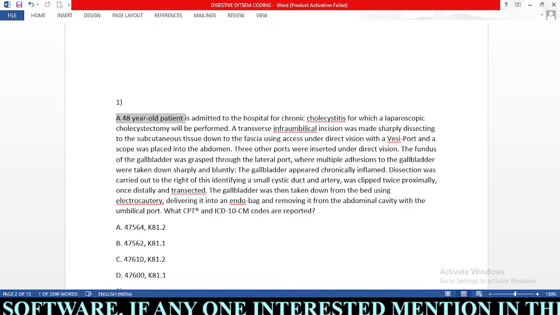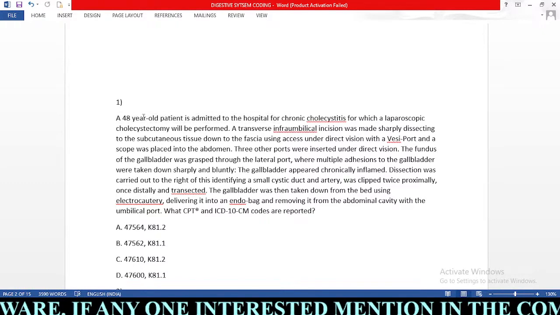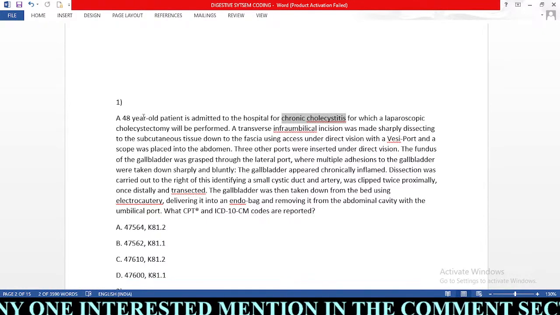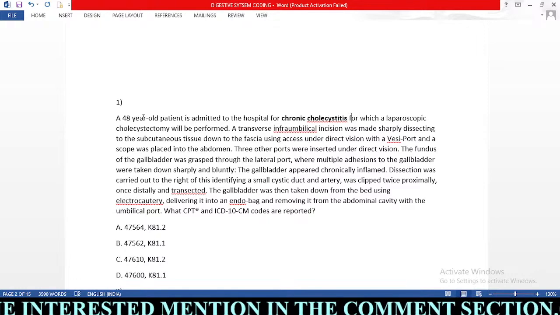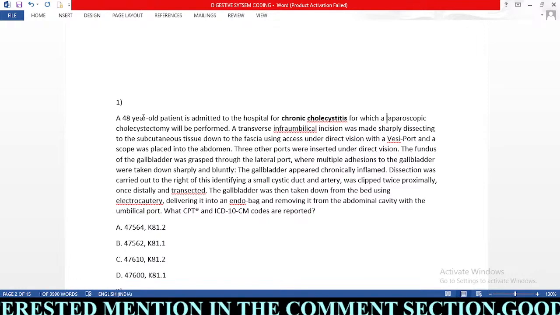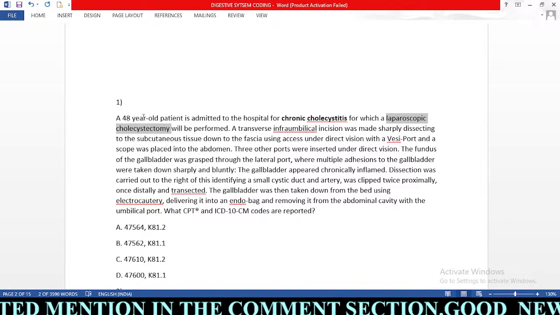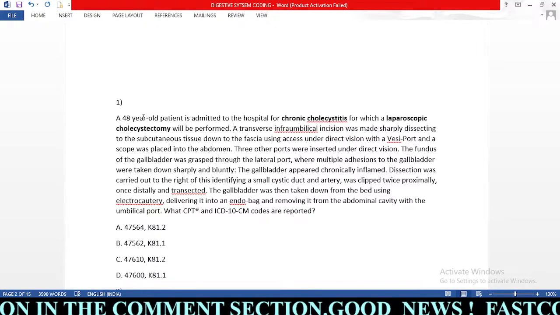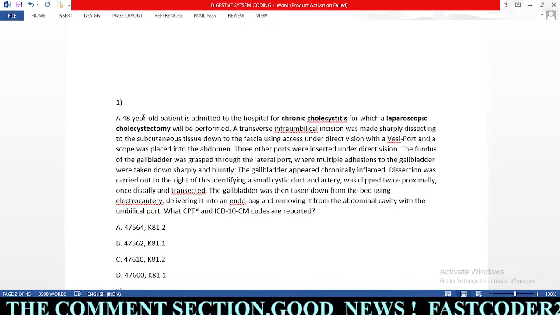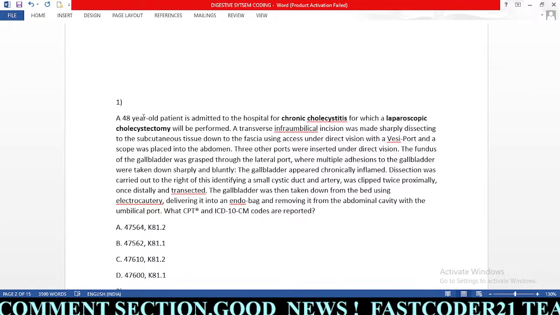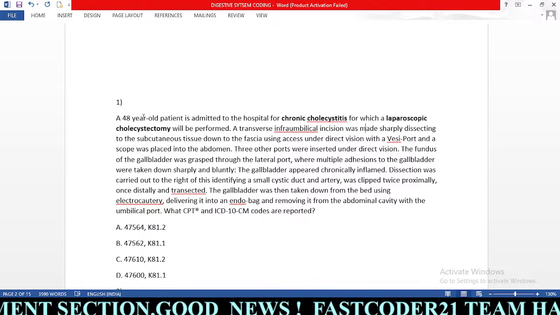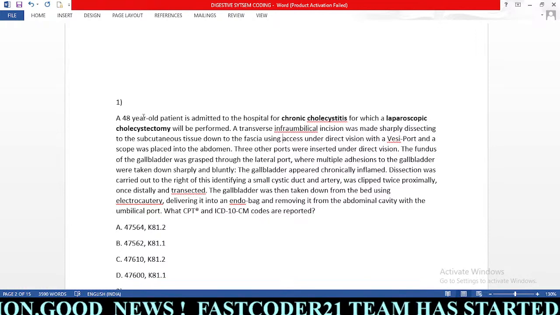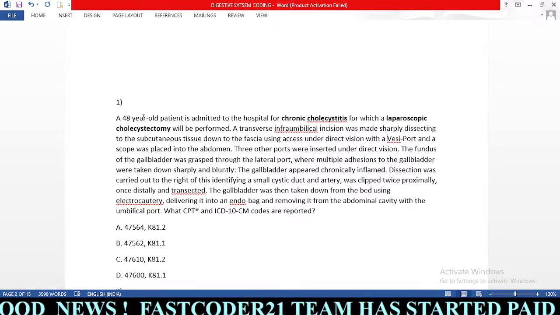A 48-year-old patient was admitted to the hospital for chronic cholecystitis. What is cholecystitis? It is inflammation of the gallbladder. For this, a laparoscopic cholecystectomy will be performed. This is the description of the procedure: a transverse infraumbilical incision, meaning below the umbilicus. The incision was made, sharply dissecting the subcutaneous tissue down to the fascia, using access under direct vision with a Visiport.